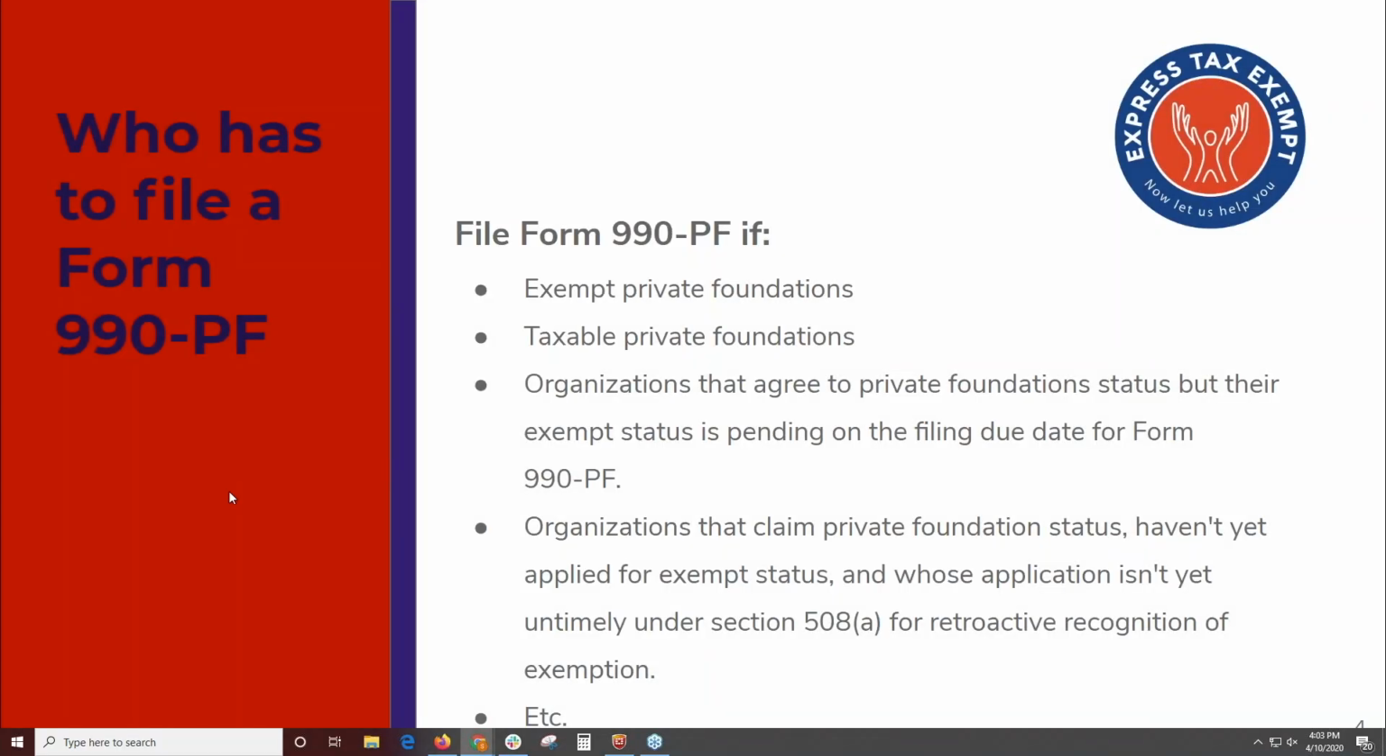And if you are an exempt private foundation, a taxable private foundation, or an organization that agreed to private foundation status but whose exempt status is pending on the filing due date of the 990-PF, you have to file this form, as well as organizations that claim private foundation status but haven't yet applied for exemption status and whose application isn't yet untimely under Section 508(a) for retroactive recognition of exemption.